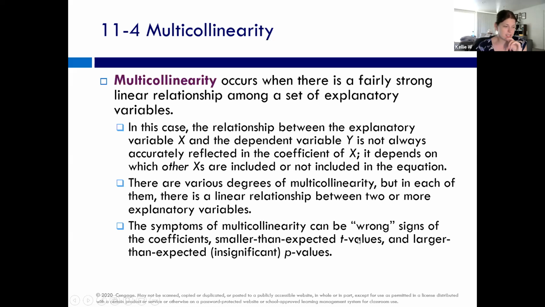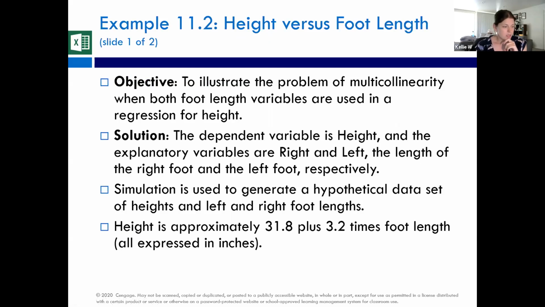Smaller than expected t values, or larger or insignificant p values. Okay, so we're going to look at height versus foot length to see if we can create a regression for height. And we have two explanatory variables, right foot and left foot.